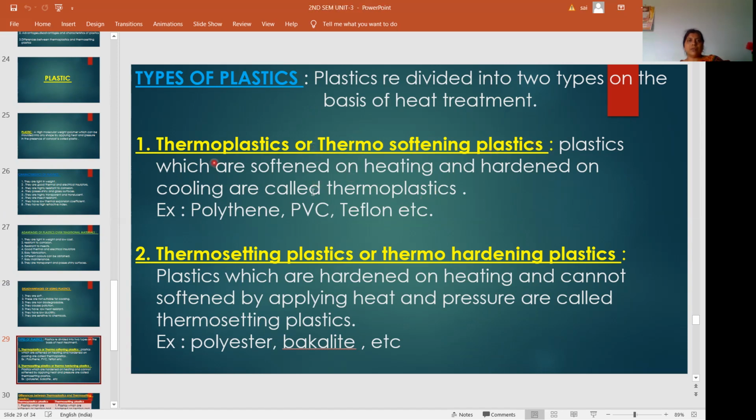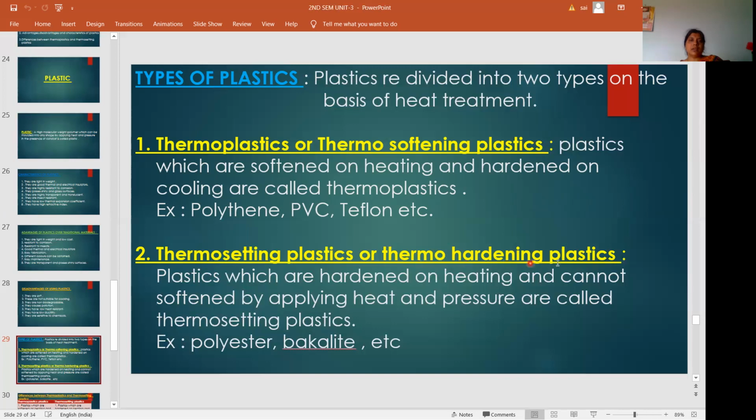Examples of thermoplastics are polythene, PVC, Teflon, and so on. I have given very few examples here. Polythene, PVC, and Teflon come under thermoplastics. Then the second one is thermosetting plastics, or thermohardening plastics.